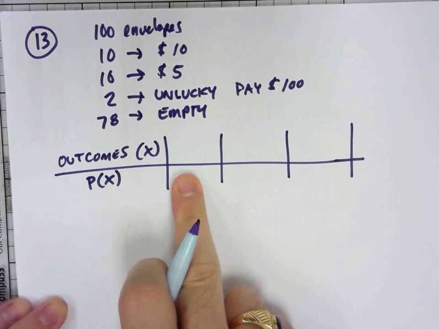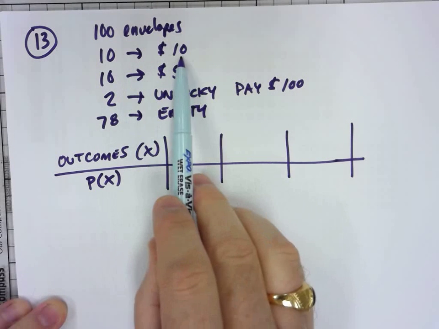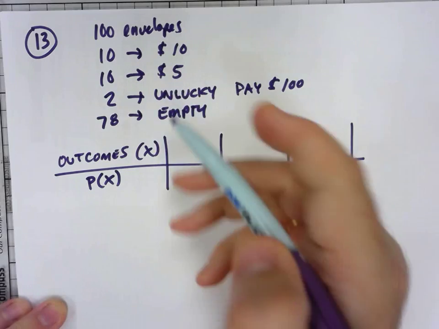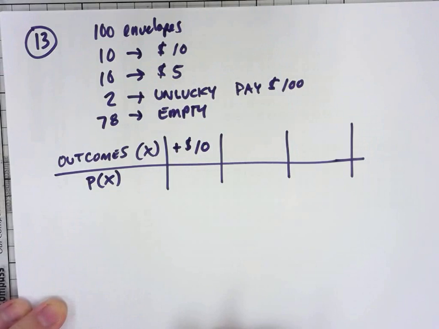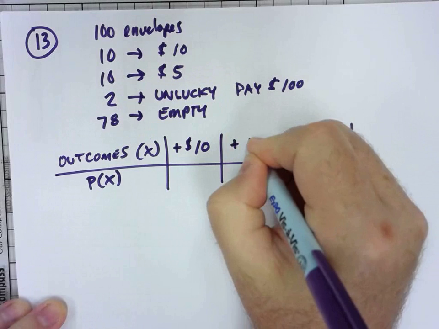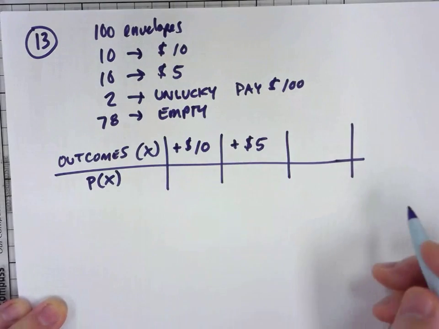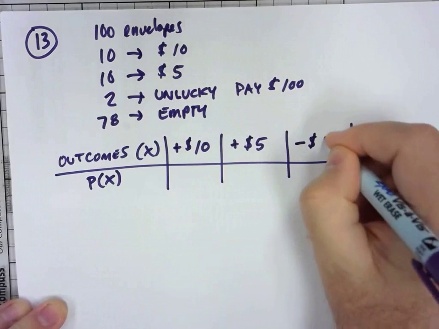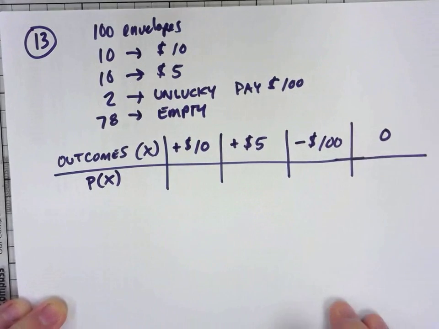Alright, so the first outcome could be that I draw a $10 envelope, right? So I could come out $10 ahead. The second outcome is I could draw a $5 envelope. That would be nice too. And then the next one could be that I lose $100 because I have to pay it because I draw the unlucky envelopes. And then the other one is that I get nothing. I don't pay, I don't lose.